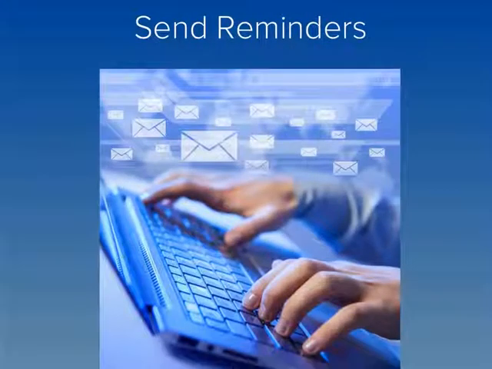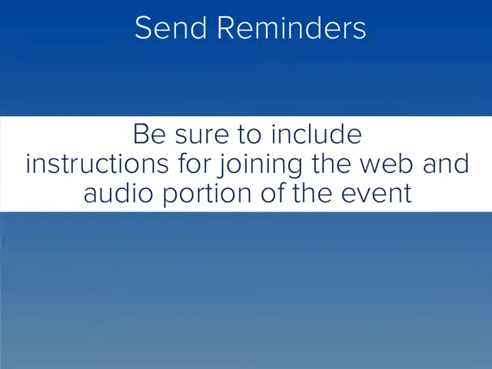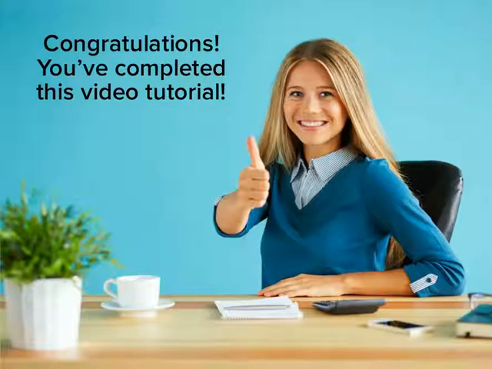Send at least one reminder email to registrants about 24 hours before the event. You can also send a second reminder 2 or 3 hours prior. Be sure to include instructions for joining the web and audio portion of the event in your reminder. Now you know the best practices you should follow when you are planning a primetime event.